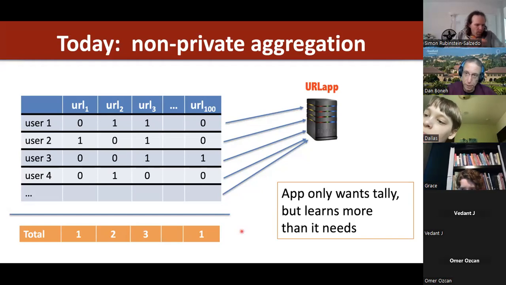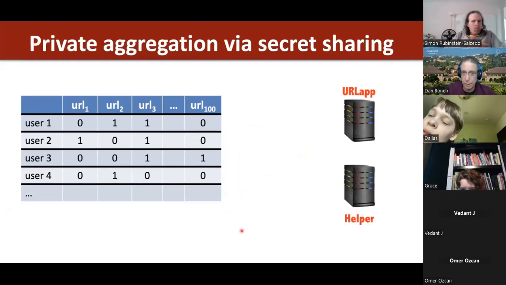Okay, so there's a natural way to do this, and that's what's called private aggregation using secret sharing. Let me just say this at a high level, and I'll explain in just a second how it actually works. Basically, we're going to introduce a second server. So we're going to have our main server and our second server, and the assumption is that these servers don't collude with one another. They're independent servers.